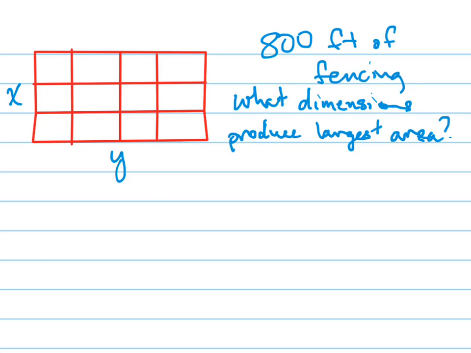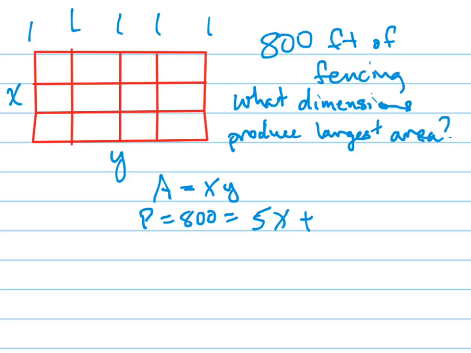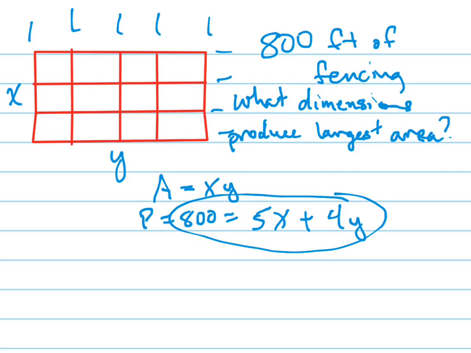First of all, I write my area equation, which equals x times y. That's easy. Then I write my perimeter equation. 800 is my perimeter, and that is 1, 2, 3, 4, 5 x's plus 1, 2, 3, 4 y's worth of fencing. Now what I'm going to do is take this equation, solve it for y, and plug that into here for y, so I have a quadratic equation.